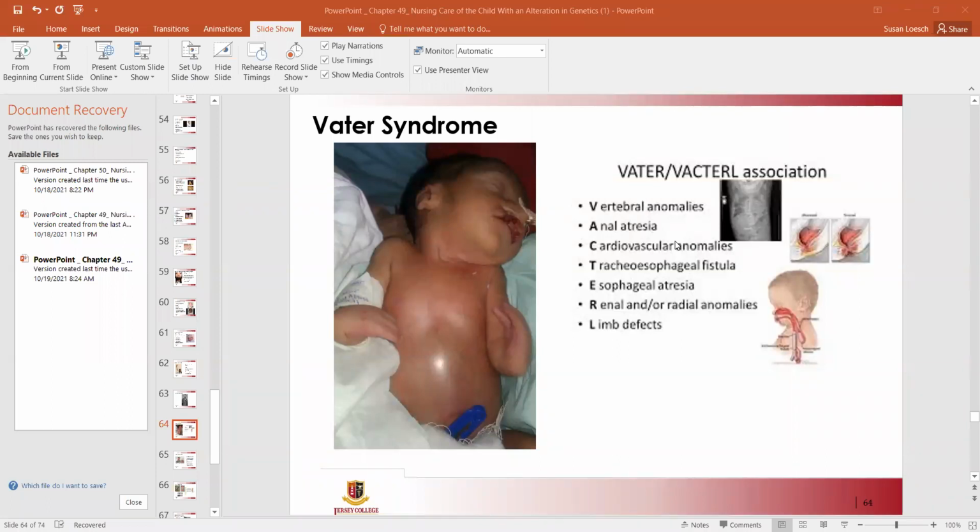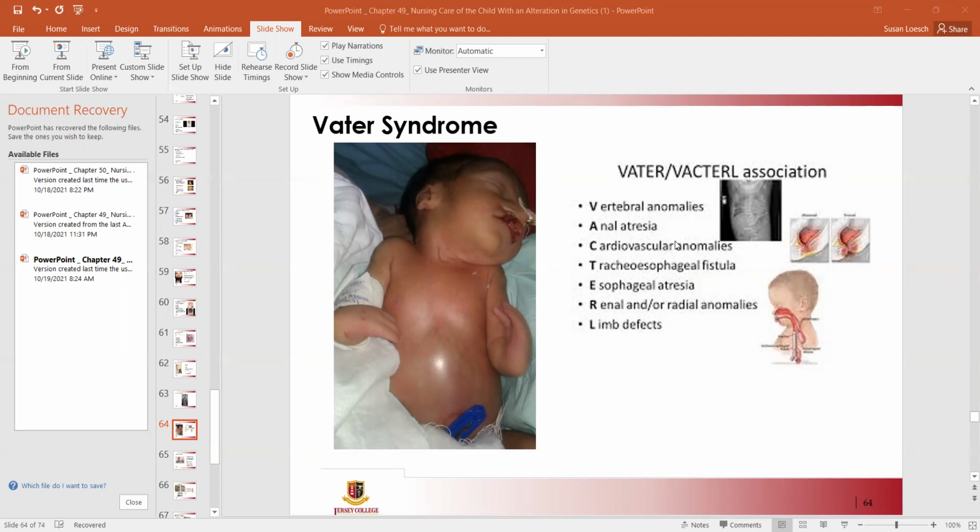VATER association is not a diagnosis. It talks about a random association of defects that occur together. So V equals vertebral defects. A is anal atresia. TE is tracheoesophageal fistula with esophageal atresia, which we talked about the other day. Radial and renal dysplasia may also occur, as well as cardiac anomalies and limb abnormalities.